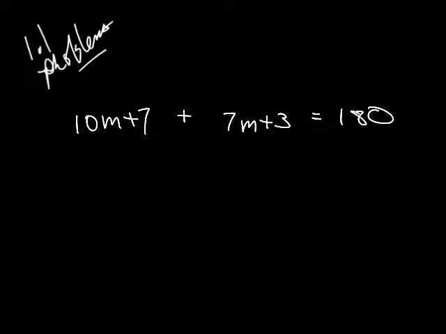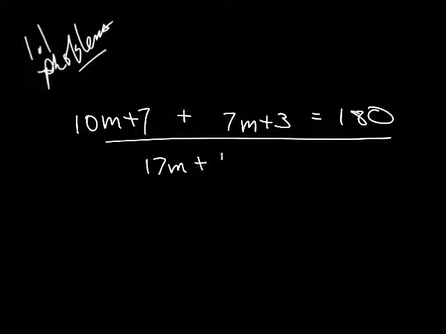So for example, number 16 said that we have one angle that is 10m plus 7, and we have another angle that's 7m plus 3. And they're telling you that they're supplementary, which means when you add them together, you're going to get 180 degrees. That's what supplementary angles do. All you're going to do is use basic algebra to find out what m is, and then you can find out this angle and this angle based on that.